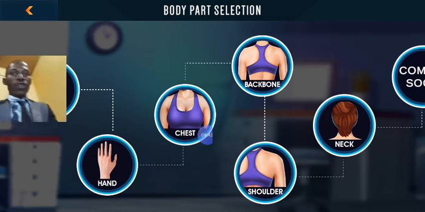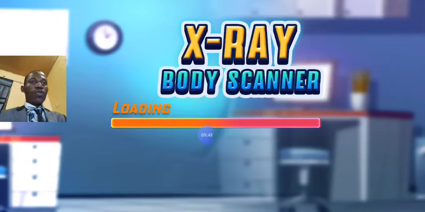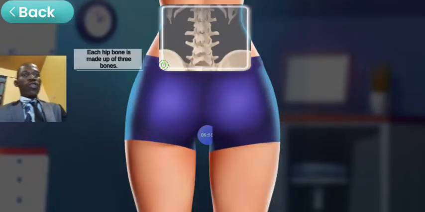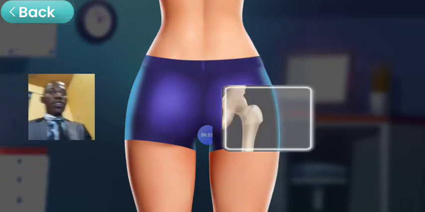If you go down to the lower body, you see a continuation of the lumbar vertebra before you get to the pelvis.